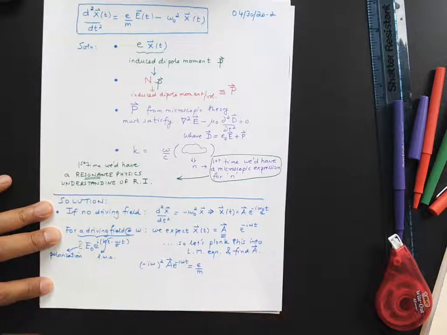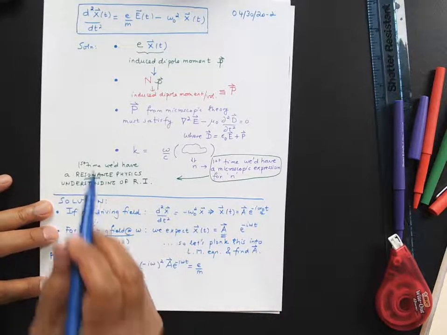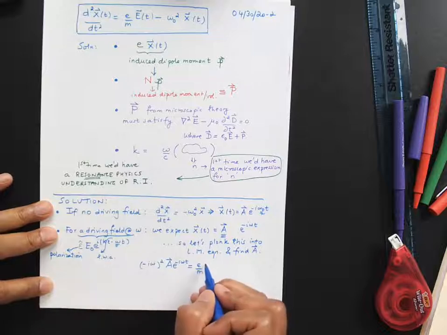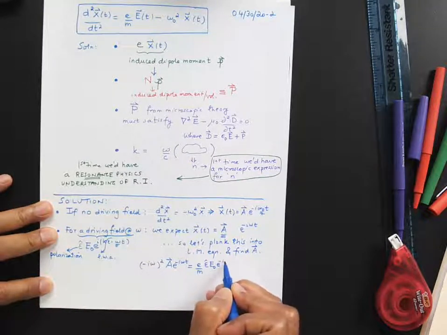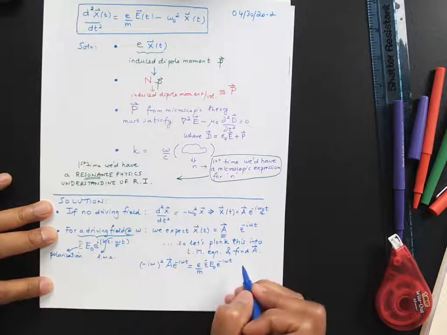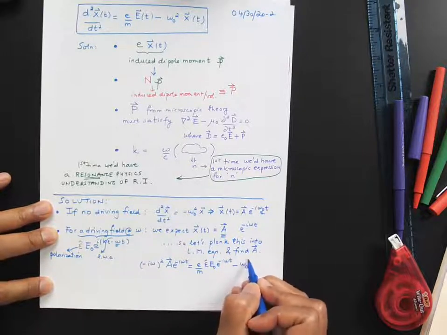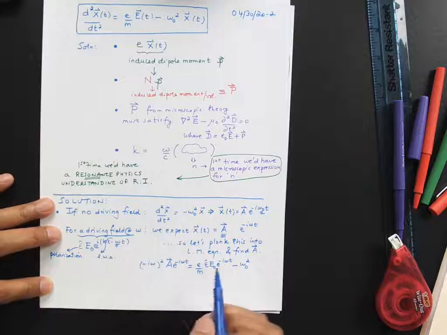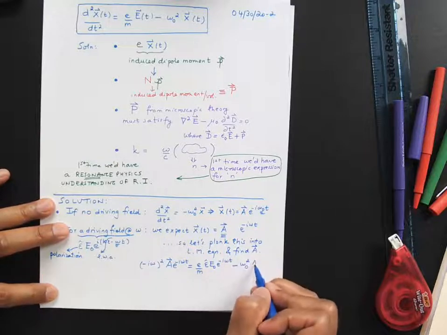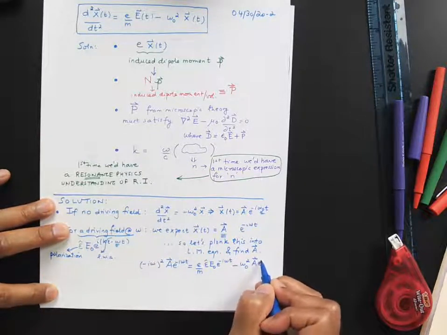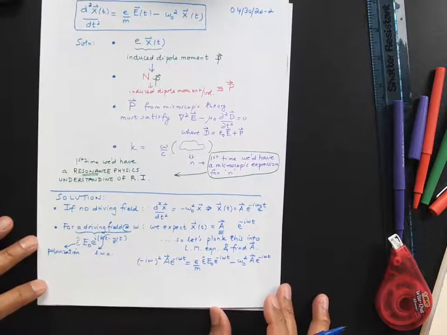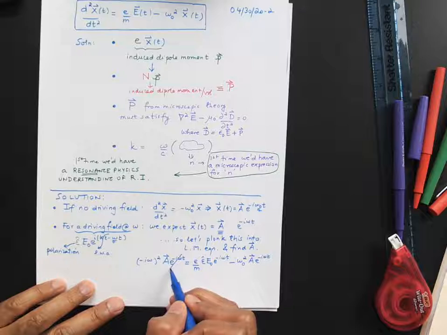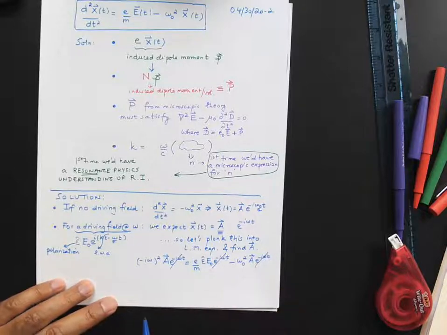eE over m. And the electric field I just wrote out here is the polarization E naught e to the minus i omega t, minus omega naught squared, and then x. And x we said is A e to the minus i omega t, right?